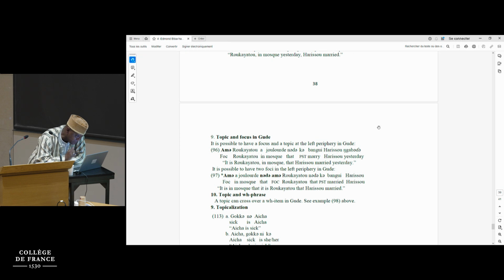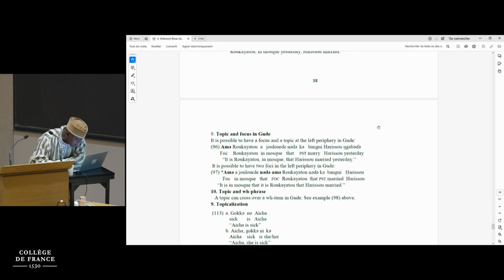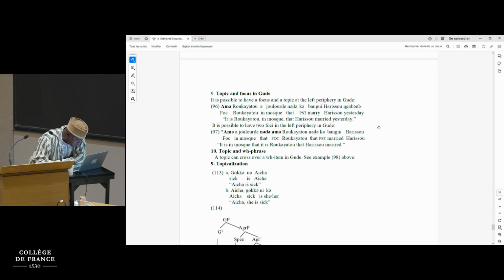It's impossible. Can you have a topic and a WH phrase? A topic can cross over a WH item in Gude. A topic can cross over a WH item in Gude. Now, this seems to violate featural relativized minimality, but at the same time, it does not, because a topic is not a WH phrase. All right, so there is no violation of featural relativized minimality.